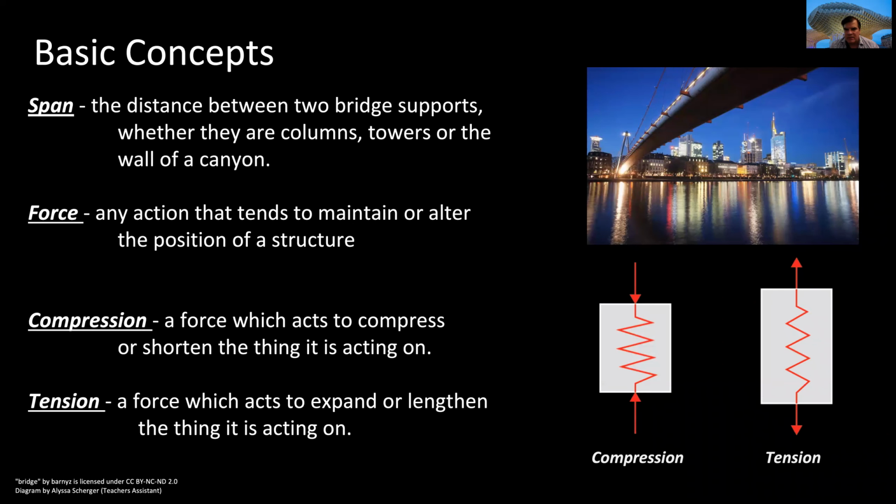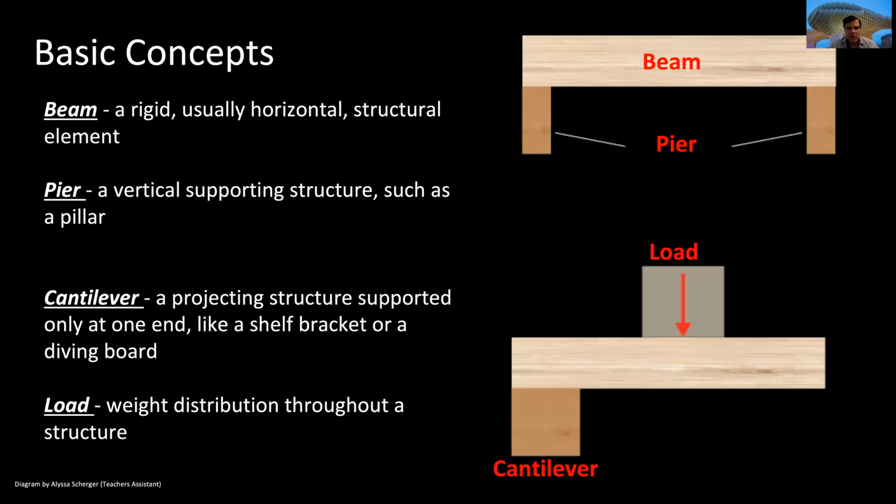Well, there are some basic concepts that you already understand. The span of the bridge is the distance between the two supports. The force is any action that will tend to maintain or alter the position of the structure. Compression is a force that will make the material smaller, and tension will expand the material. Also, we have a beam, which is a usual horizontal structural element that transmits the forces to the piers, which are the supporting elements.